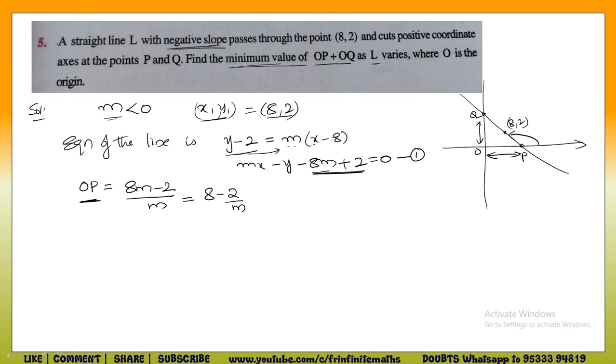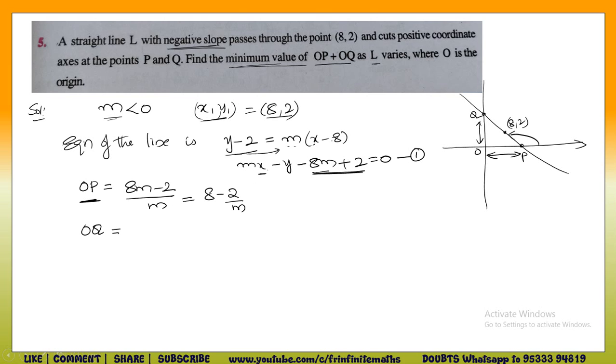So I got the value of OP. Next, moving on to OQ value. To find OQ, what should I do? I need to put x is equal to 0, since OQ is the length of the y intercept, so for that I need to substitute x is equal to 0.